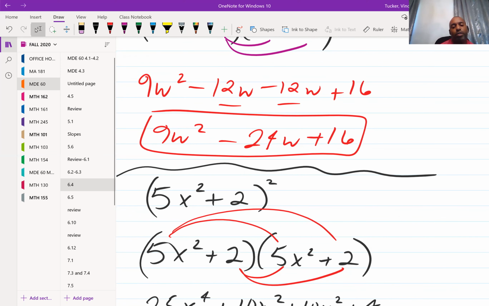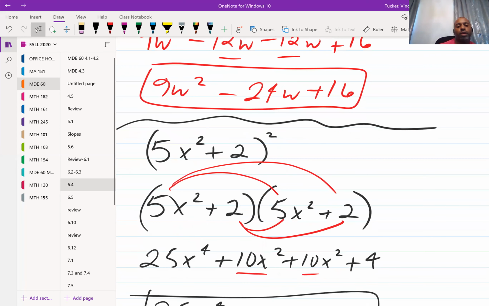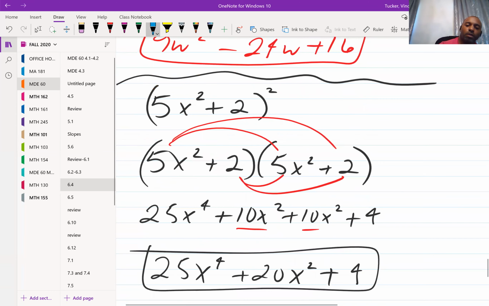Do your binomial distribution. 5x squared times 5x squared, that'll be 25x to the fourth. 5x squared times 2, 10x squared. 2 times 5x squared, 10x squared. And 2 times 2 is 4. Add the like terms in the middle. 10 plus 10 is 20.